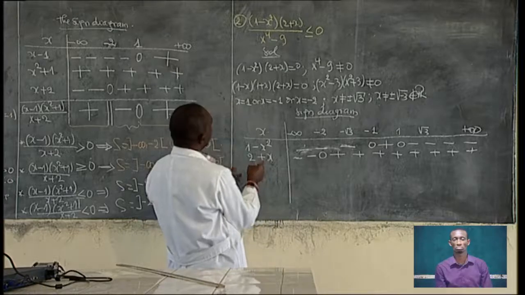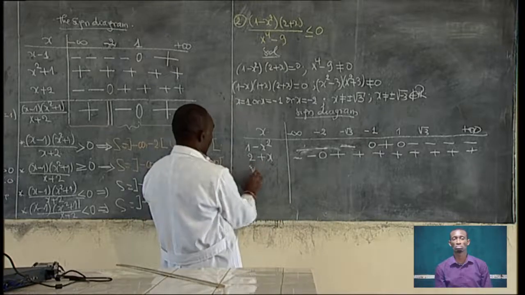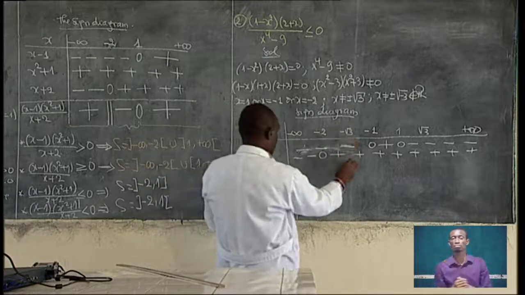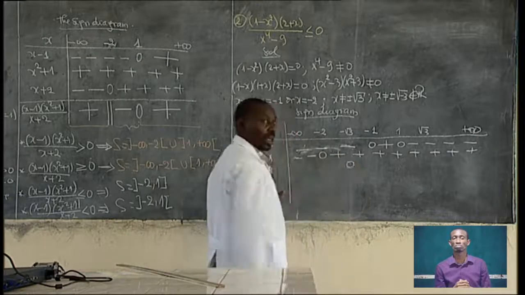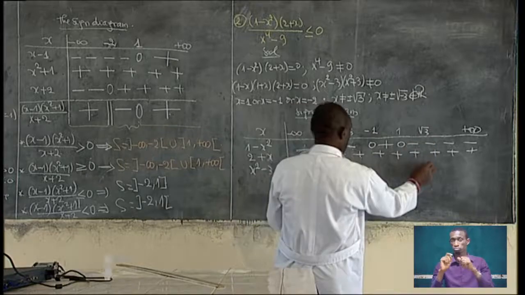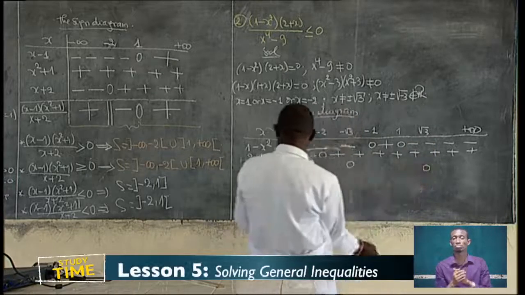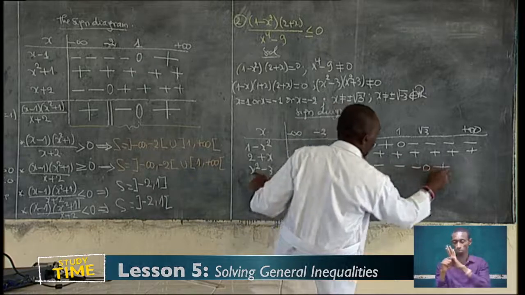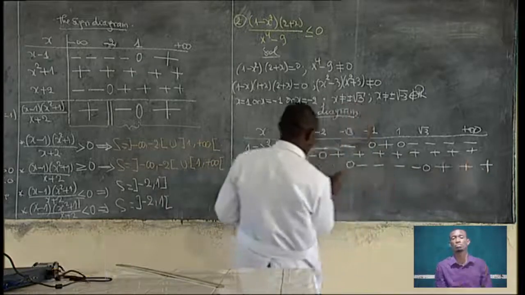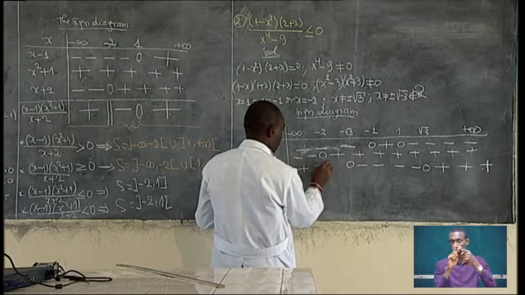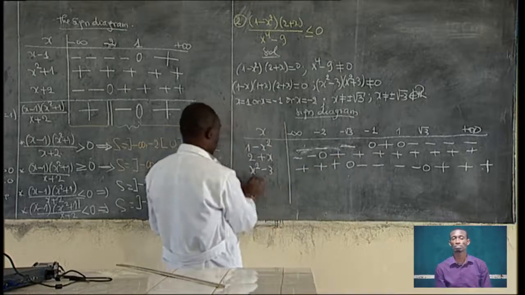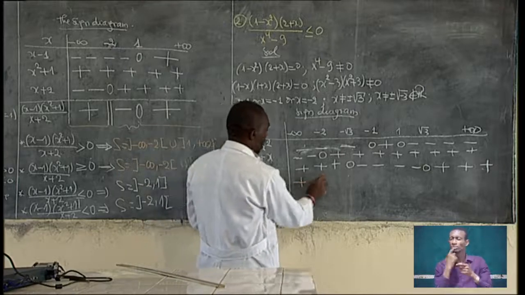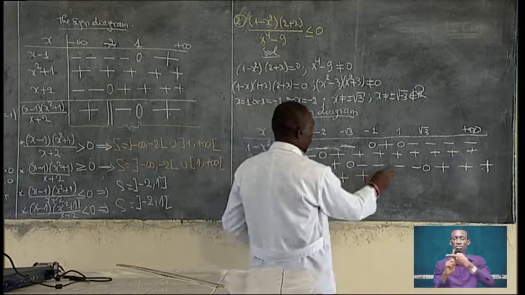Also, we have x squared minus 3. The roots are minus square root of 3 and square root of 3. The sign between them will be negative, otherwise it's positive. And we have also x squared plus 3, which is always positive.